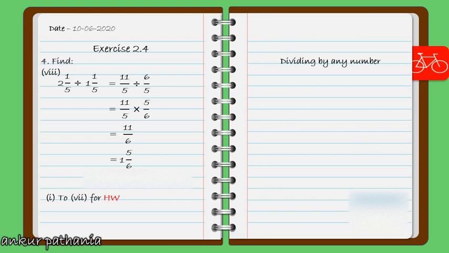So one very important thing which we have to remember from this topic is that dividing by a number will give the same result as multiplying by its reciprocal. Here is a mathematical expression for it.